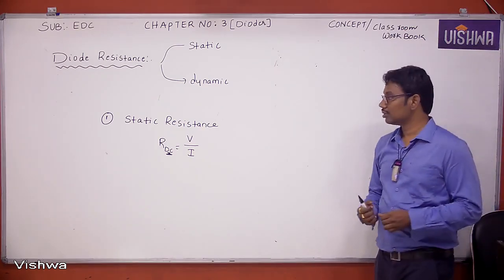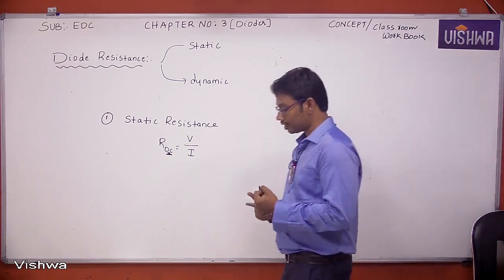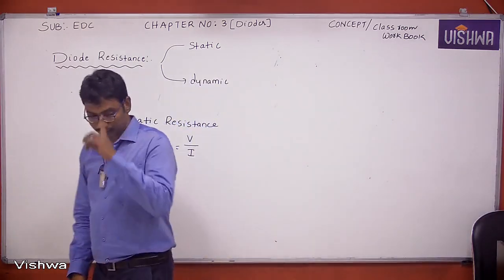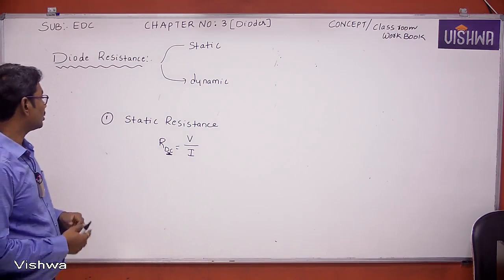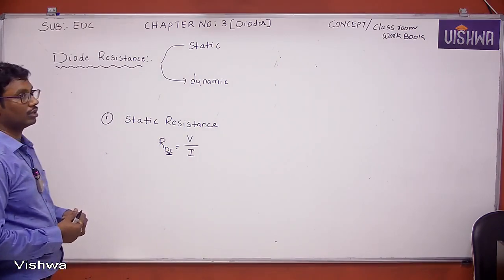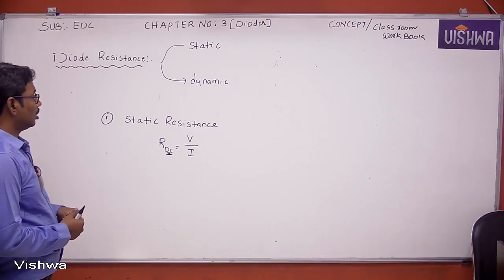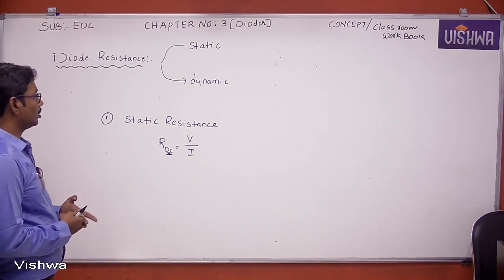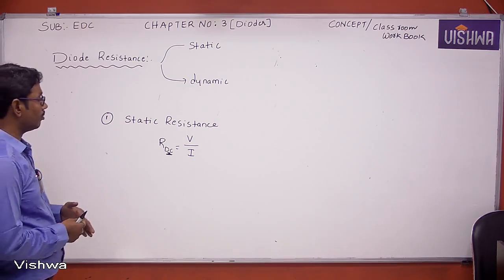Diode exhibit two types of resistance. The first one, static resistance. Second one, dynamic resistance.